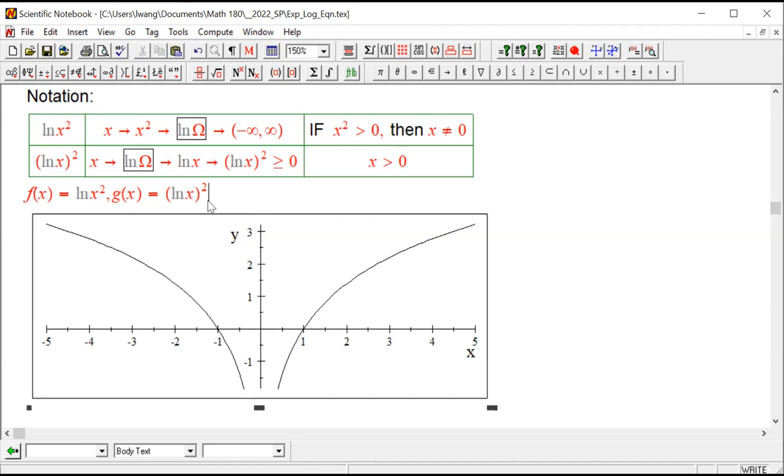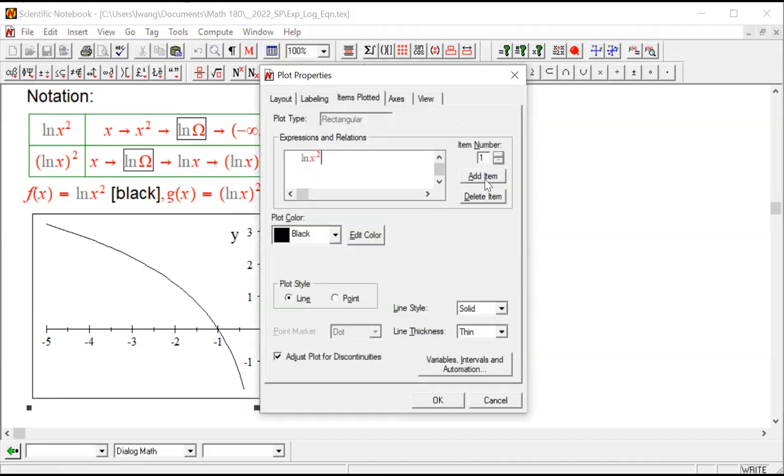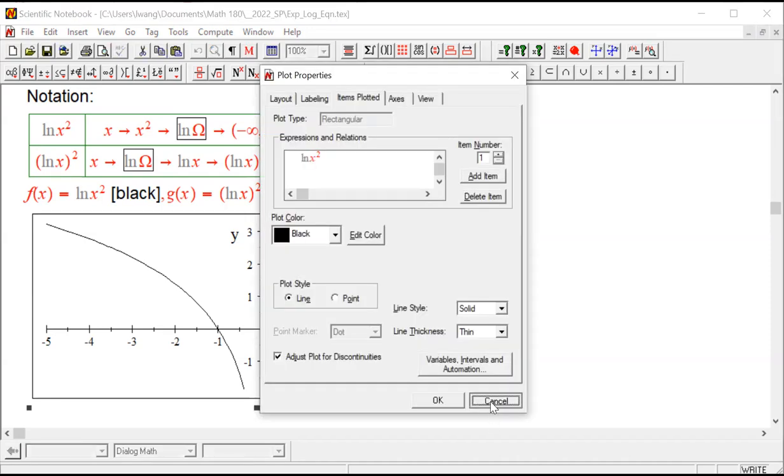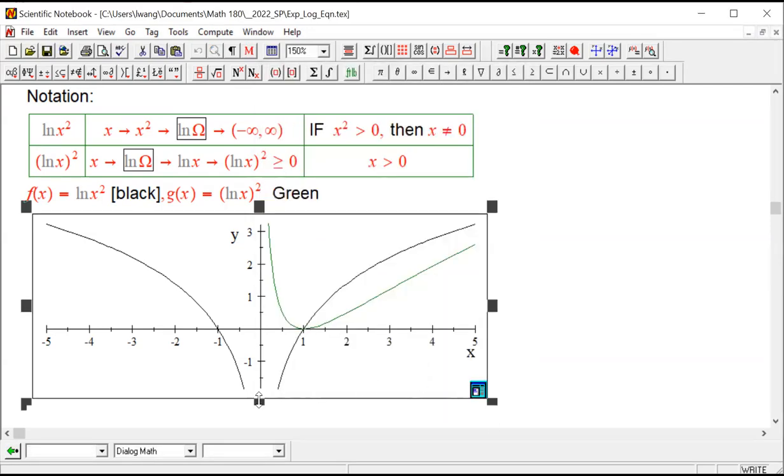Okay, how about my g? My f is black, right? So this is a black curve. My g, this is my g. I'm going to choose a different color. Okay, what color shall we choose? Green. Let's do green. So the second one is green. You can see how different these two functions are.